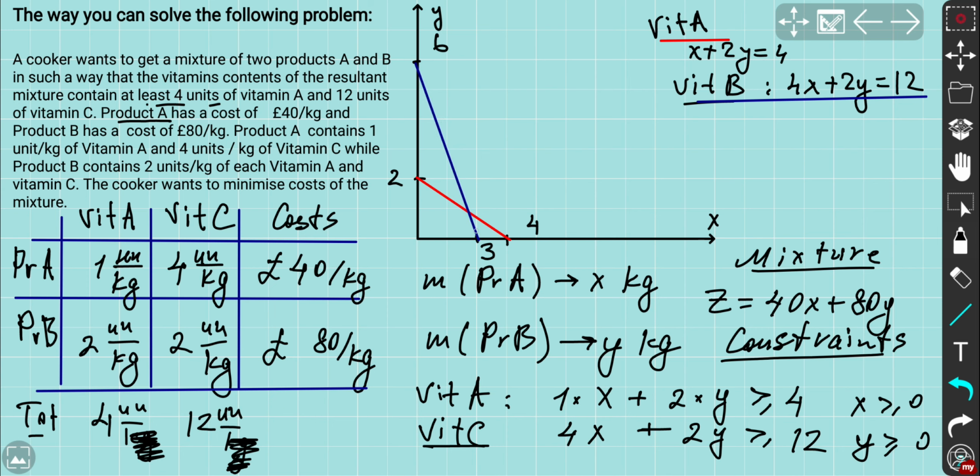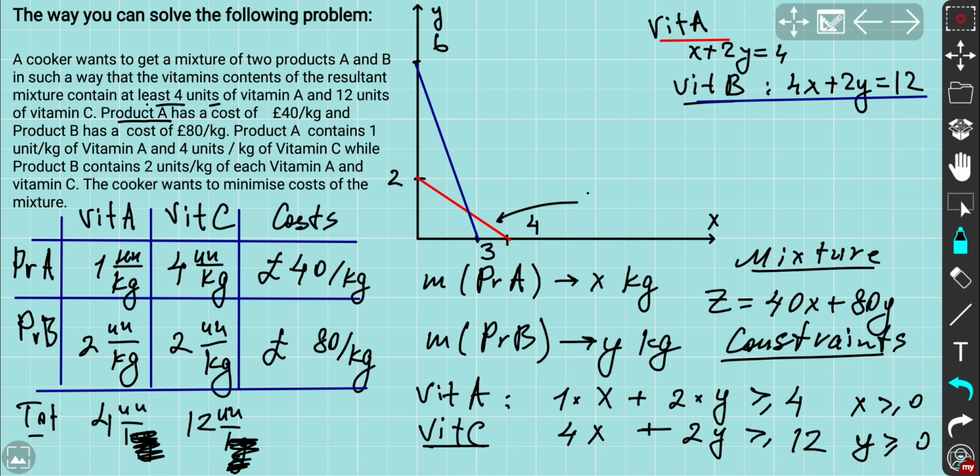And of course, the non-negative conditions just tell us that x and y should be greater than or equal to 0, so we are in the first quadrant. All right, so where's our region up to now? For vitamin A, I just put the equation of the line for each one, so that is going to be the red one.